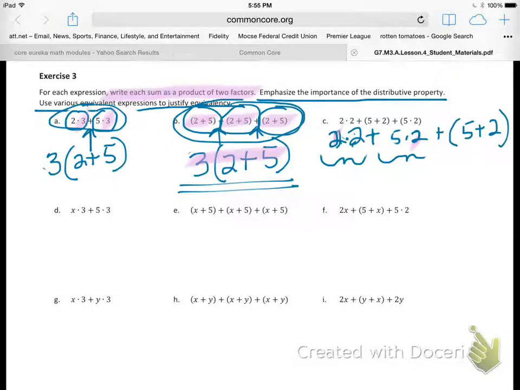All right, so like we did in A, we have the common factor here. Then we can pull that out, and we could write this as 2 times 2 plus 5. Okay, 2 times 2 plus 5. Just like we did over here, we had 3 times 2 plus 5, because we had a common factor of 3, and here we just have a common factor of 2.